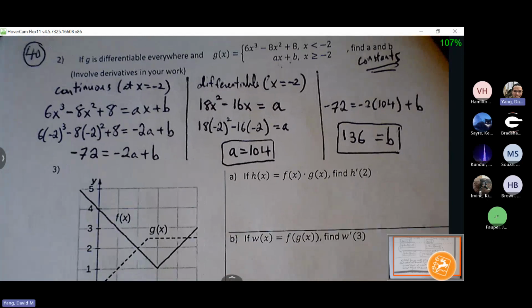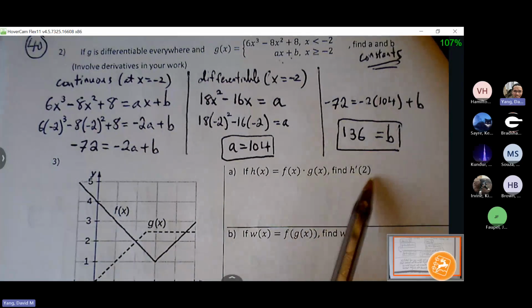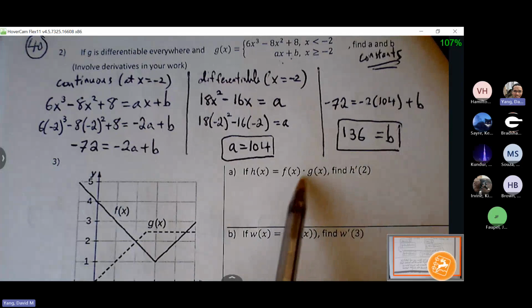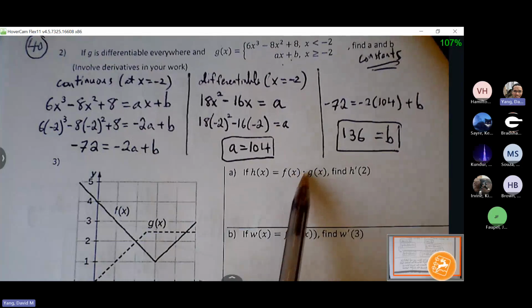All right, any questions with how to proceed with these types of problems? No. Okay. All right, now we have our graph. We're asking for h prime of 2. We look at how this problem is set up. This is a requirement. We need to go through a product rule here because f of x and g of x are multiplied by each other.